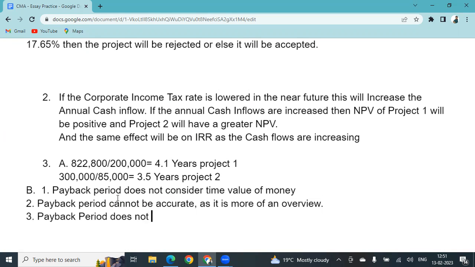And number 3, payback period does not show calculations after the completion of payback. That is, he is getting the money which is invested. After that, what's going to happen with that particular cash flows? He's not having a proper explanation to it. So payback period does not show calculations after the completion of payback. So this can be the answer.